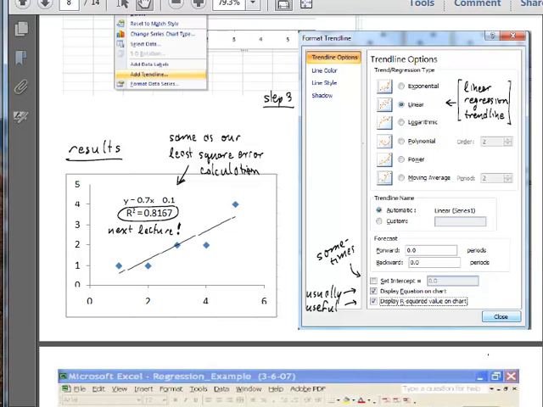Okay, so we have a little bit of time left, but I'm going to go ahead and break here and start the next lecture on analysis of variance, ANOVA as it's commonly called.